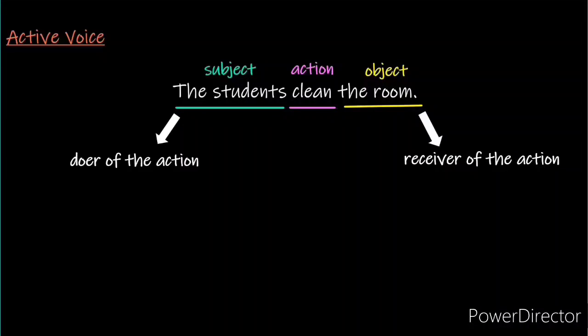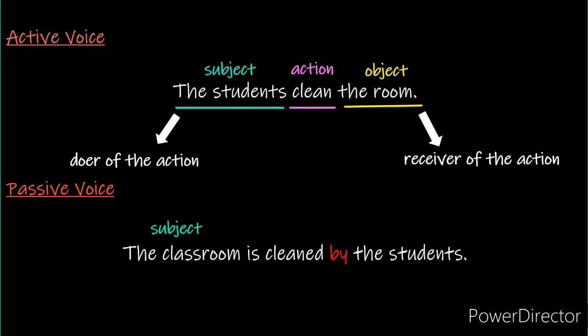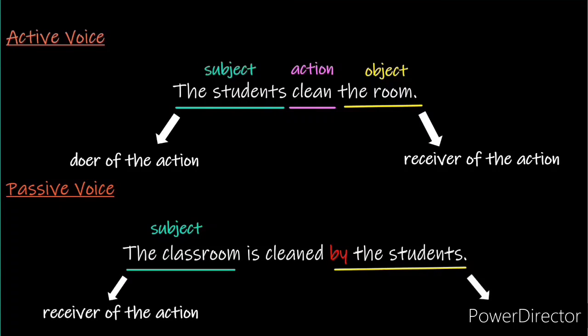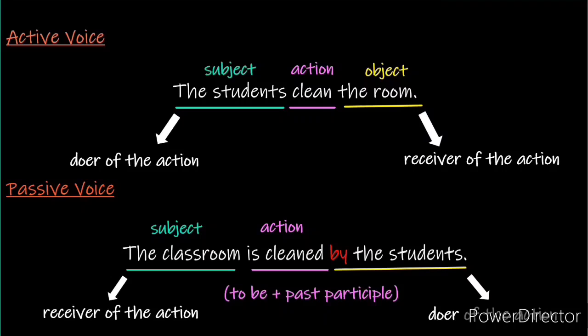However, in passive voice, the focus is on the action. The subject, which is the doer, replaces the receiver of the action. The passive voice is always constructed with the conjugated form of to be plus the verb's past participle. Doing this usually generates a preposition by as well. Hence, we see that the subject, which is an agent, is placed after the preposition by, earning the name by agent.